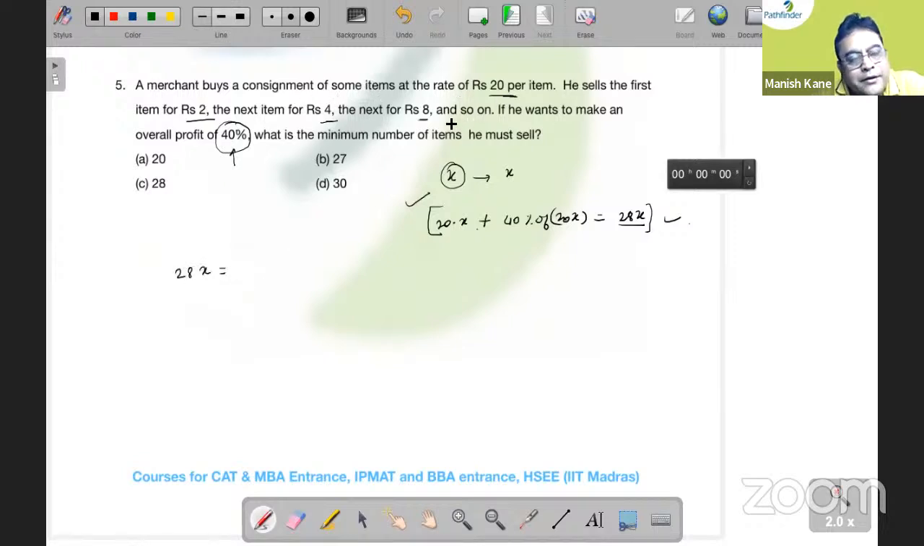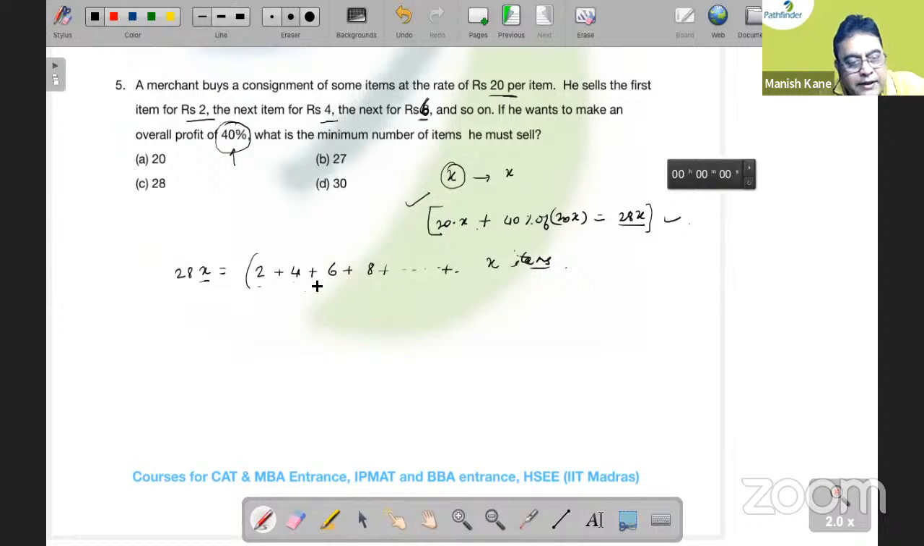And how are you selling? You're charging 2 rupees for the first item, 4 rupees for the next item, 6 rupees for the next item, 8 rupees for the next item, and so on. I think there is a mistake in the question: the next should be rupees 6. So 2 plus 4 plus 6, how many items are there? There are X items.